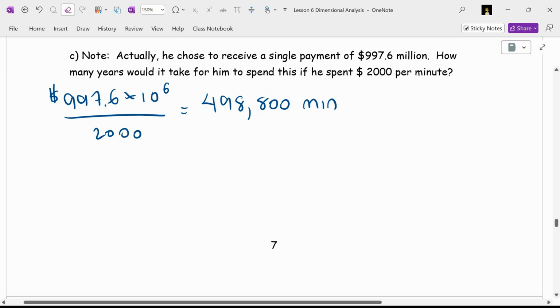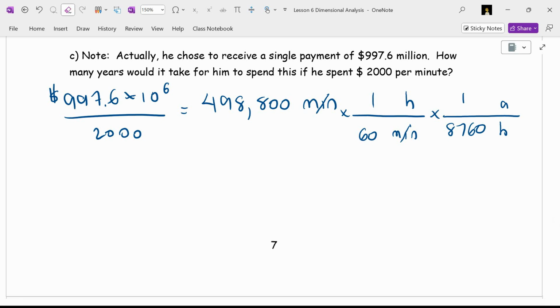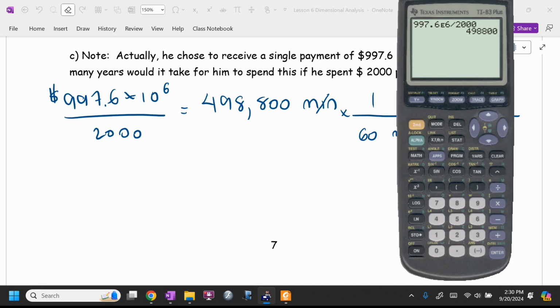What can I convert minutes to? Hours. And then I'm having my deja vu moment. I can go hours to years, can't I? So we're going to cancel minutes. Hours on the top. 1 hour is 60 minutes. And then we'll cancel hours. Years is on top. 1 year is 8760. This one is much more doable. Answer button divided by 60 divided by 8760.